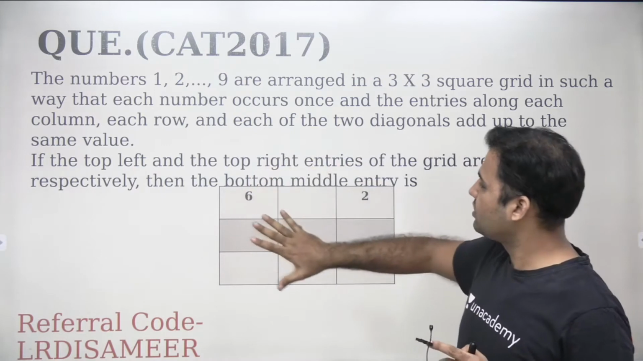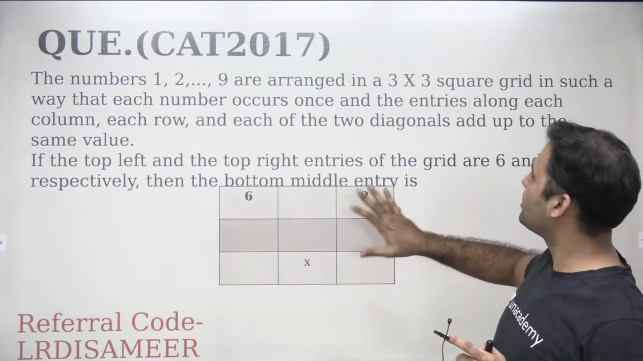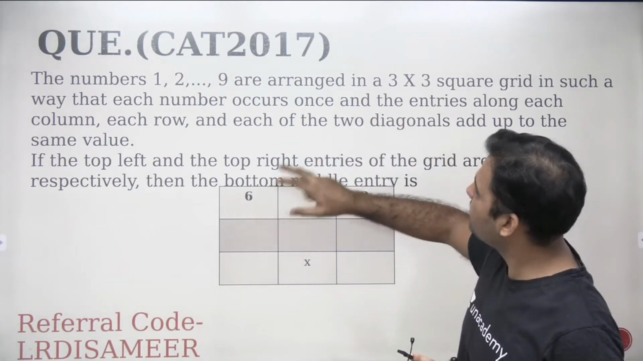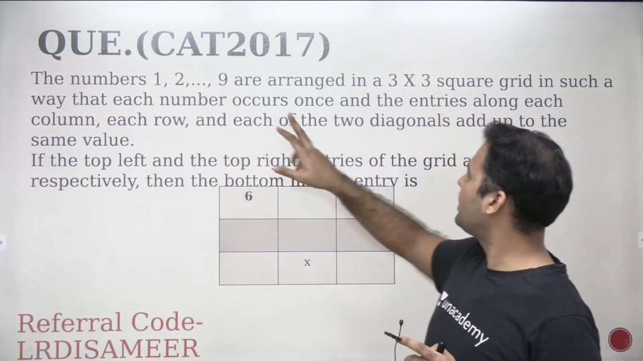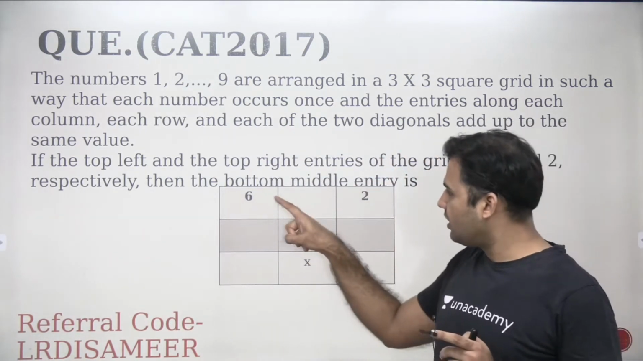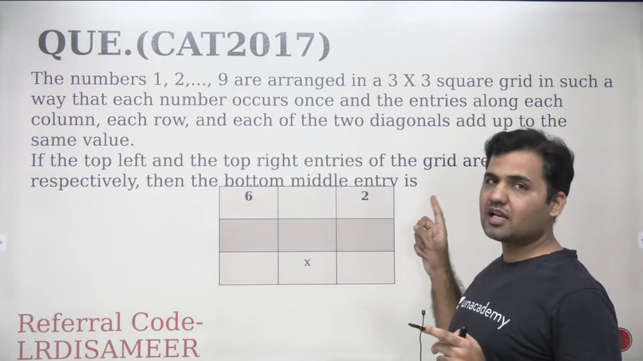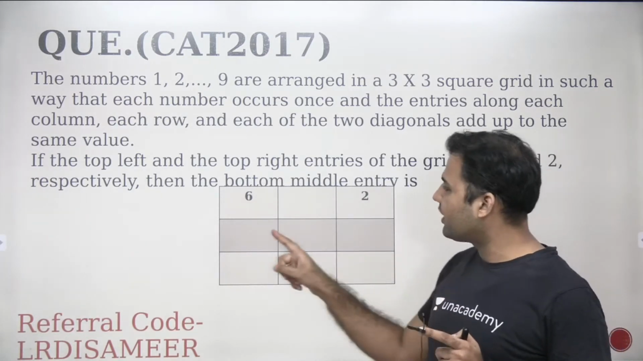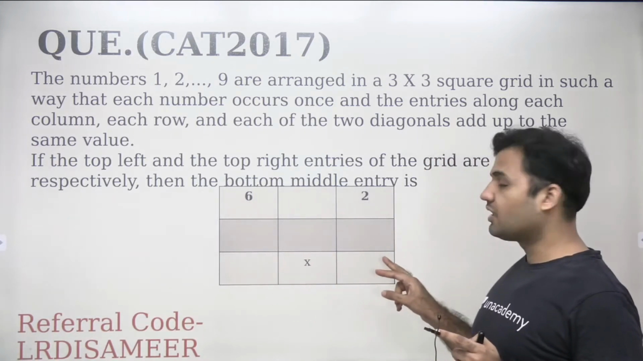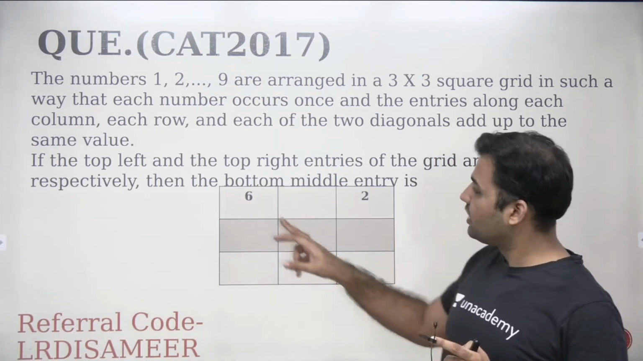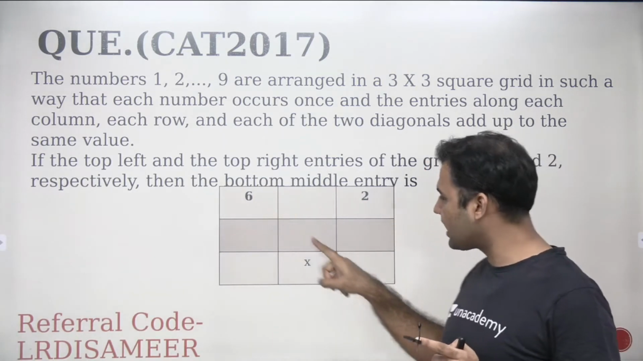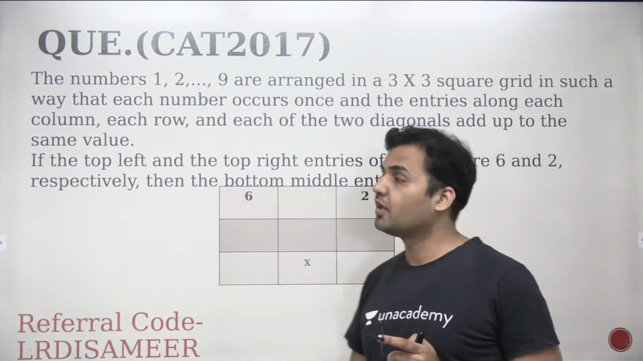And the question says these numbers are used in this 3 into 3 matrix in such a way that entries along each column, each row and each of the two diagonals add up to the same value. That means if I add all the three numbers here, the value that I'll be getting should be same if I add all three numbers of the second row, should be same as all three numbers of the third row, should be same as all three numbers of column 1, column 2, column 3 and diagonal 1 and diagonal 2.